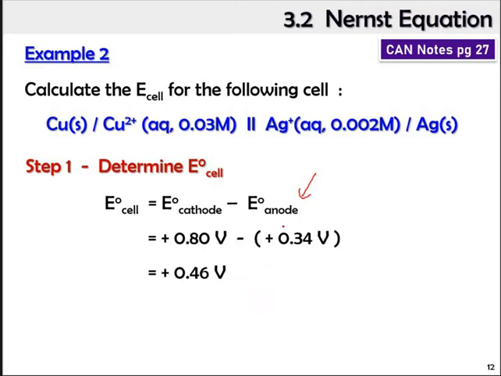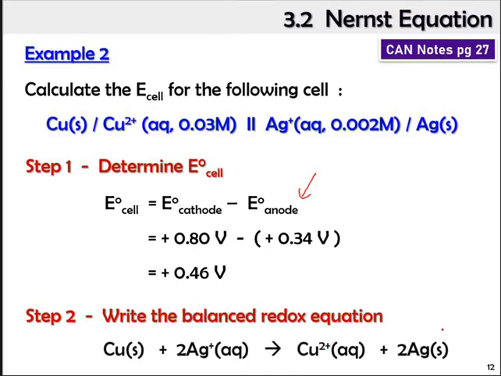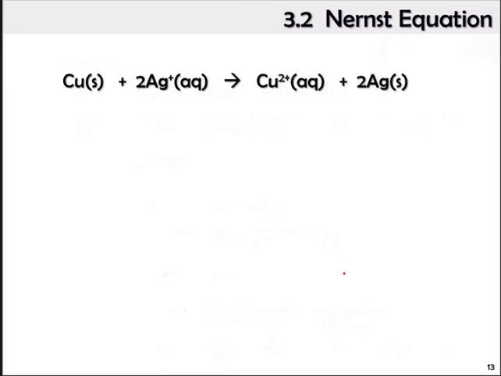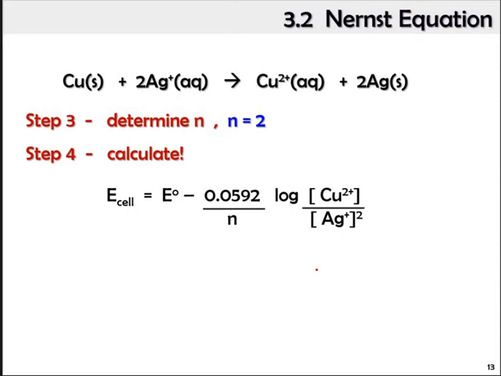Okay, no need to change the sign here. Step 2, write the balanced redox equation because you want to know the Q. Alright, so just put the Q here, the concentration only, okay, for aqueous, yang solid abaikan. And then determine the N. When we balance the equation, the number of moles of electrons is 2. So calculate using the Nernst equation.